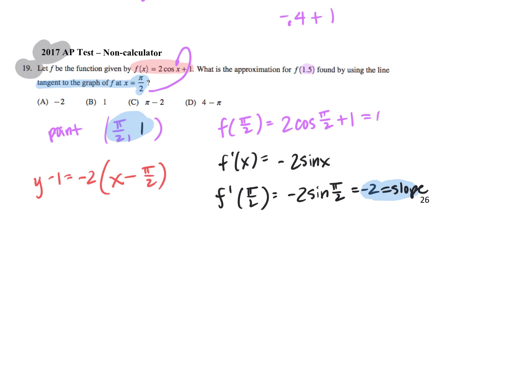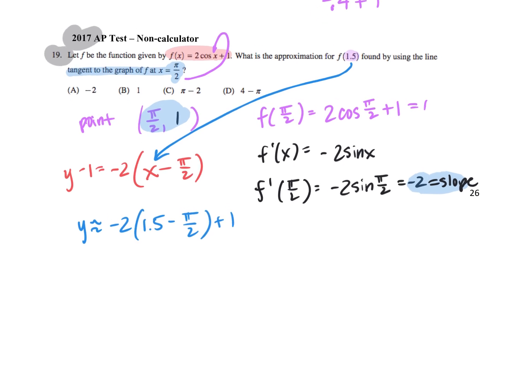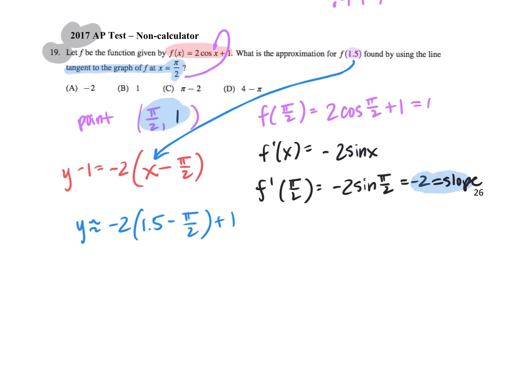They said, estimate when x is 1.5 using the equation of the tangent line. We got the equation of the tangent line. Now we got to plug in my 1.5. Boop. So my estimation is going to be negative 2 times 1.5 minus pi over 2, and I'm going to add my 1 over. And unfortunately, this is a multiple choice, so we got to get it. Can we distribute out that negative 2? They're no dummies. They did this on purpose. Negative 2 times 1.5. Negative 3.